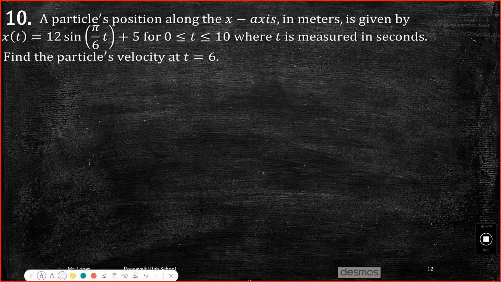All right, last one we're doing today. This is it. A particle's position along the x-axis in meters is given by this function for time greater than or equal to 0 and less than or equal to 10, where t is measured in seconds. What is the particle's velocity at t equals 6?